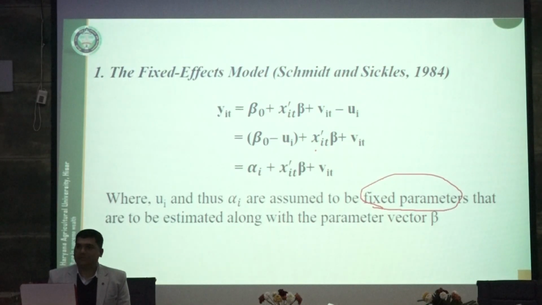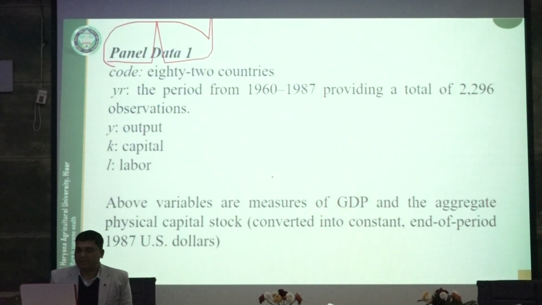And as you all know, panel data is the combination of time series and cross-sectional data. So the first step is to check whether your variable has a fixed effect model, random effect model, or time invariant model. Then you go for analysis. This is the data which is used to regress the panel data.